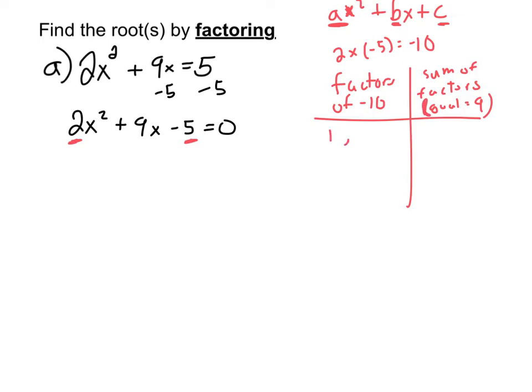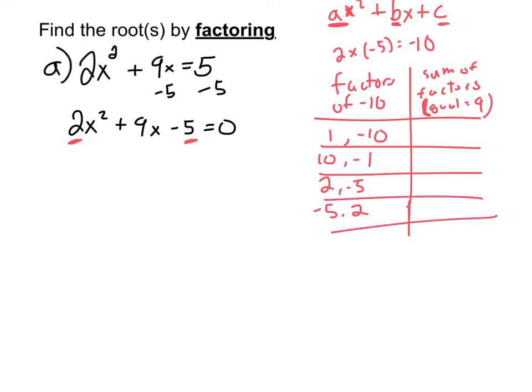So factors of negative 10: first, there's 1 and negative 10. There's also 10 and negative 1. There's 2 and negative 5, and negative 2 and 5. And so let's do the sum of the factors. I'm looking for when it's going to equal 9. 1 minus 10, that's negative 9. 10 minus 1, that's 9. So I can stop there. That's the one I was looking for.